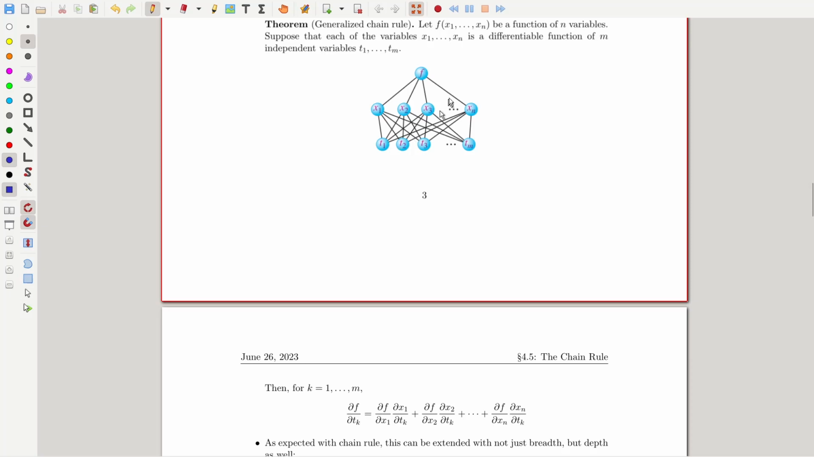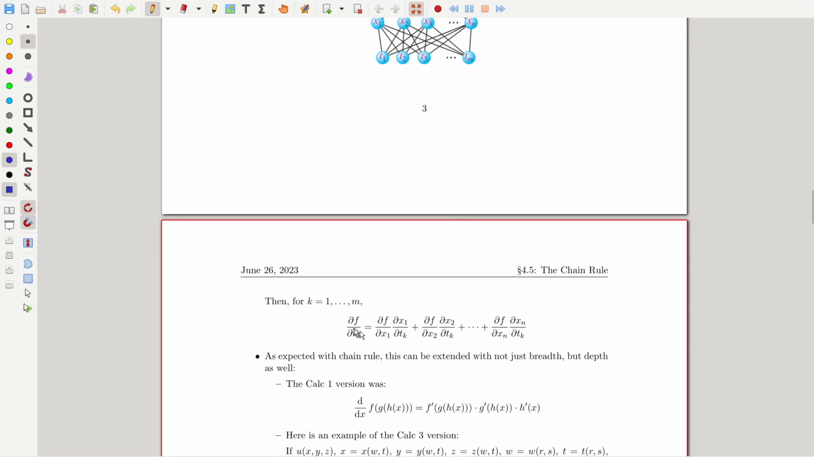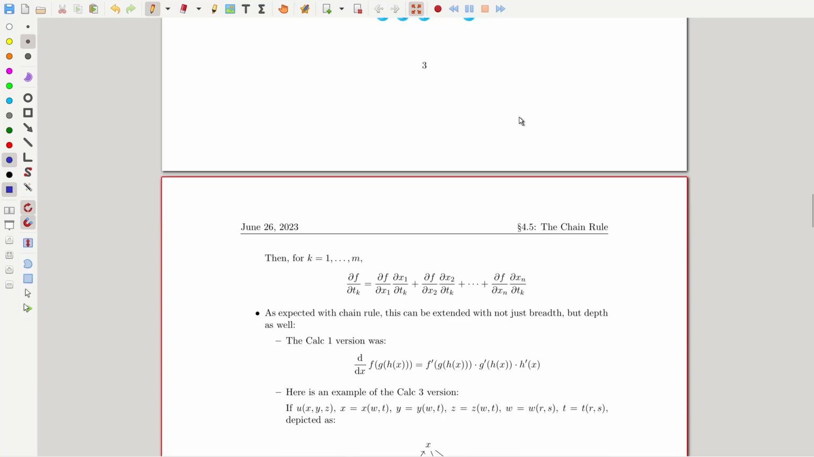In order to do that, you would have to sum across all the paths that you could take from f to the t sub m variable that you are thinking about. So you end up with this kind of formula. You have these intermediaries, x1, x2, up to xn, and you're trying to take the derivative with respect to some t sub k for some k. The k can vary from 1 to m. It's just specifying which target node you're aiming towards.